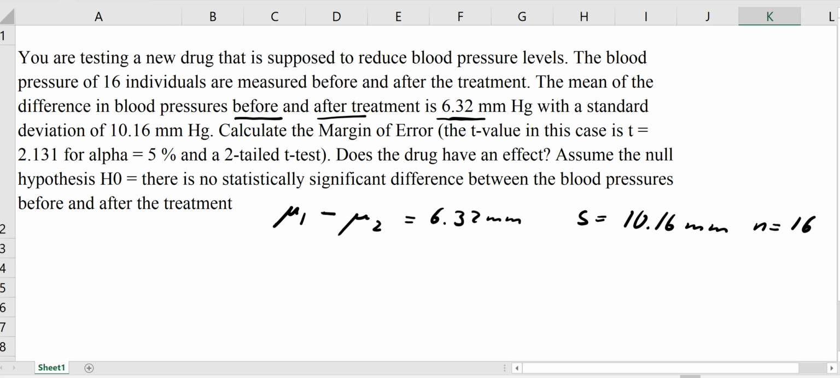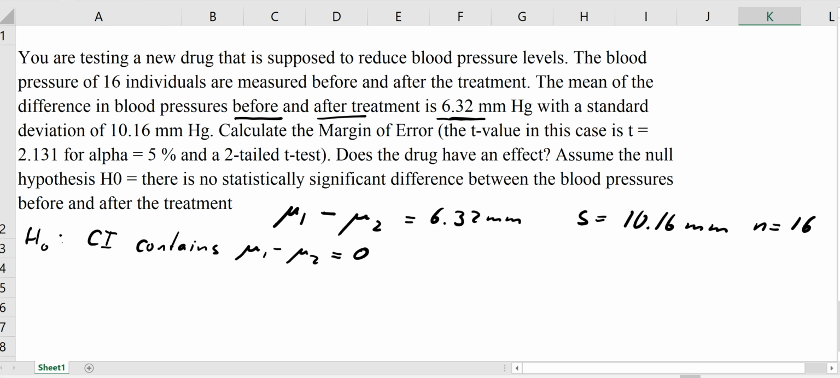And what we need to do now is we need to find out what is our confidence interval, and our null hypothesis, H null, basically says that the confidence interval contains a difference of mu1 minus mu2 of 0. If our confidence interval contains this difference of 0, then we know that the drug has no effect. So how can we do that?